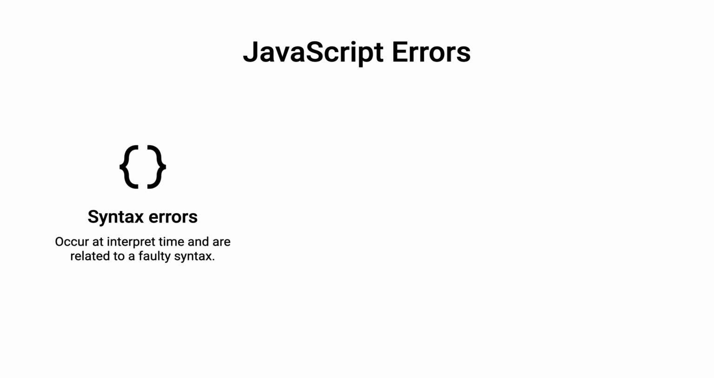Syntax errors, also called parsing errors, occur at interpret time and are related to a faulty syntax, such as a missing closing brace when defining a function, for instance. They are uncatchable and must therefore be corrected in order for the program to run.